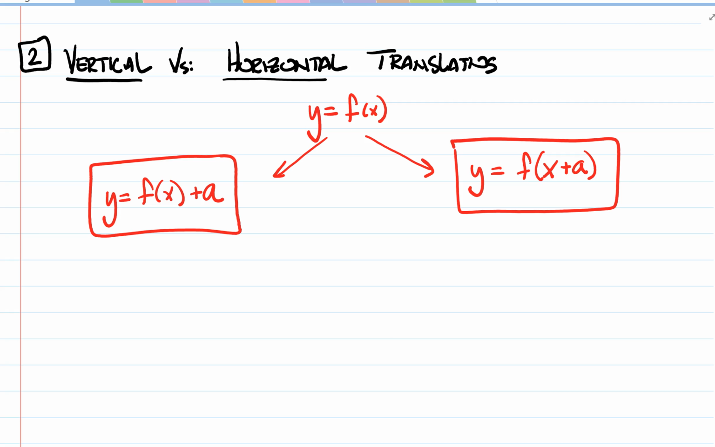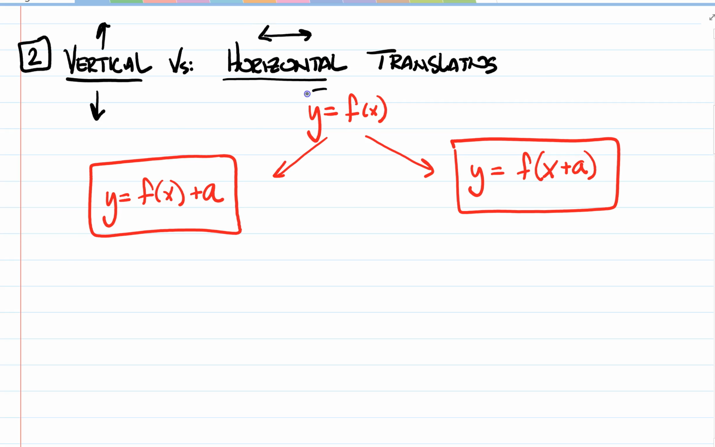Box number 2 is the notion of understanding what are called translations. In this box, there are 2 types of translations I want to talk about: a vertical translation and a horizontal translation. A vertical translation is nothing more than moving the graph simply up or down, and a horizontal translation is nothing more than moving the graph left or right, okay?